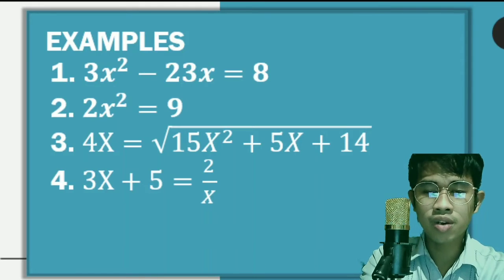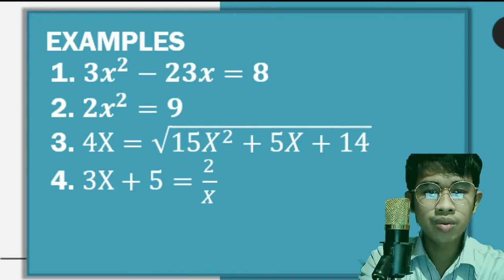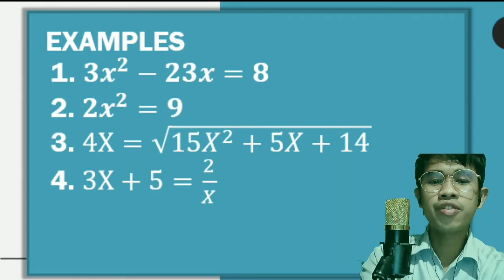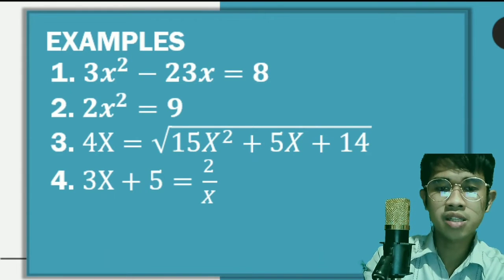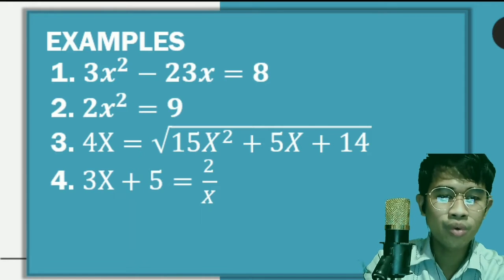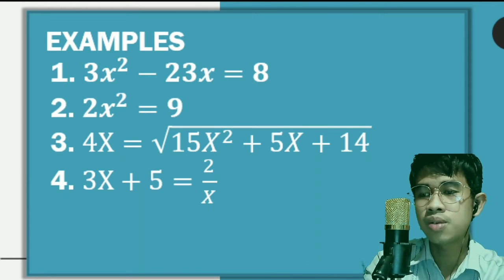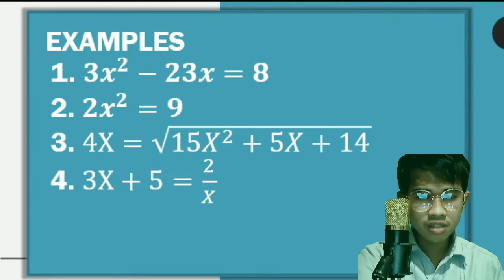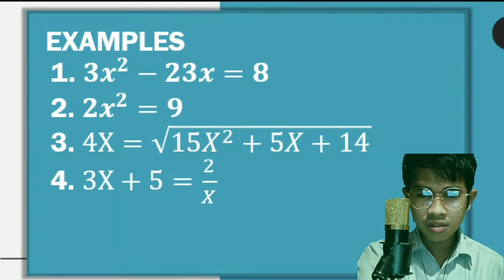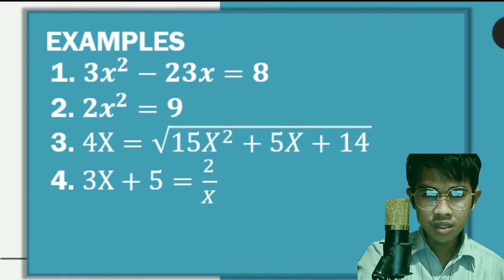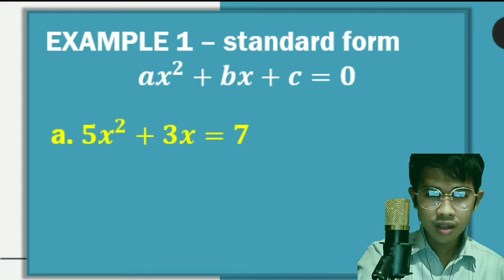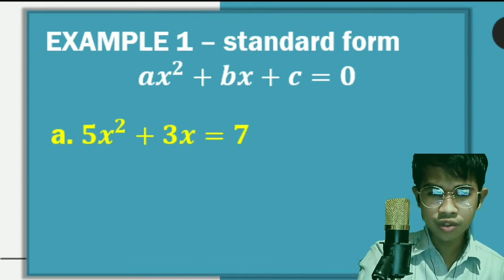We have 3x squared minus 2x equal to 8, 2x squared equal to 9, 4x equal to the square root of 15x squared plus 5x plus 14. And number 4, we have 3x plus 5 equal to 2 over x. So identify ta na nga sila. Ang inyong mga examples is a quadratic equation. So tandaan ta, to identify, sundon tagid ang aton nga equation or standard form of a quadratic equation.